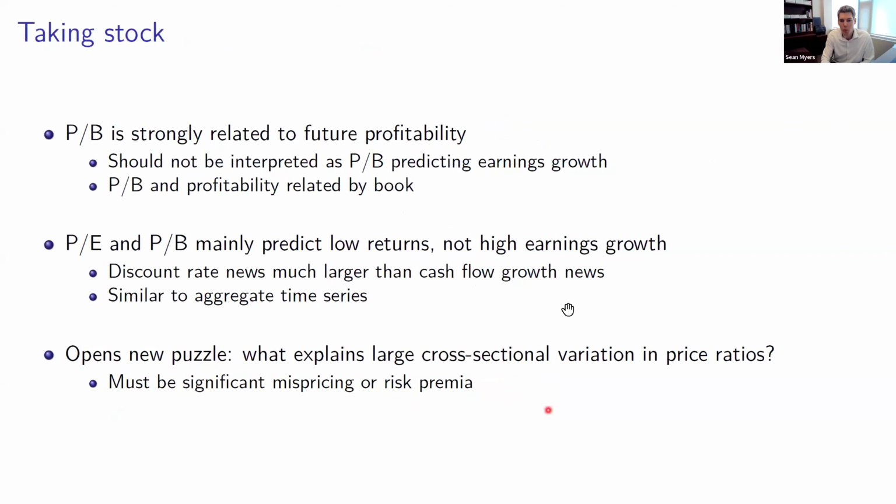So before diving into the other results, I just want to put together these two main decompositions with this reconciliation. So first, it's completely fair. The previously documented result is still true, that price book ratios are strongly related to future profitability. But this shouldn't be interpreted as price book ratios predicting future earnings growth.